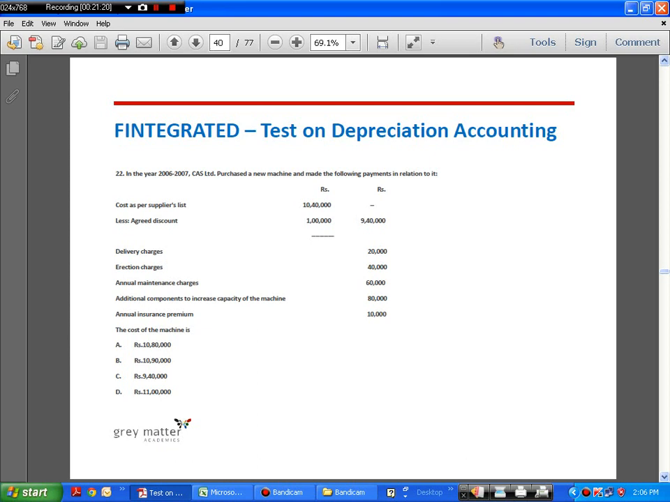In the year 2006-07, CAS Limited purchased a new machine and made the following payments in relation to it. Cost as per suppliers list less agreed discount, delivery charges, erection charges, AMC, additional components to increase capacity of the machine, annual insurance premium.